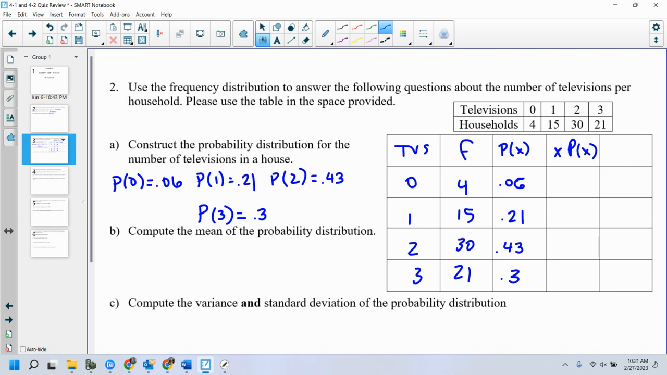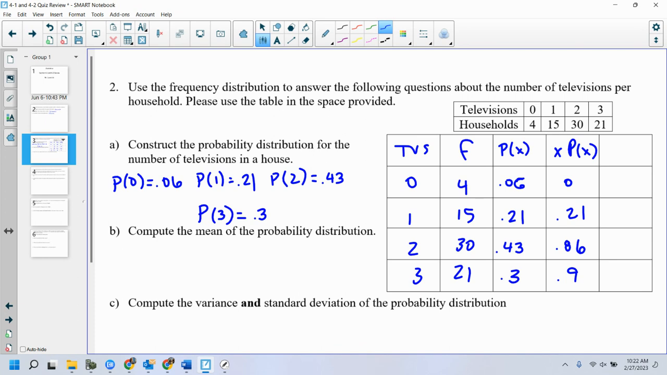Oh, it should be frequency, shouldn't it? Is it x? No, it's TVs. It's not frequency. It's TVs. This is your random variable x, because this is like your probability of 0, probability of 1. Okay, there we go. Second guessed myself there. So this is going to be 0, this is going to be 0.21, this is going to be 0.86, and that is going to be 0.9.